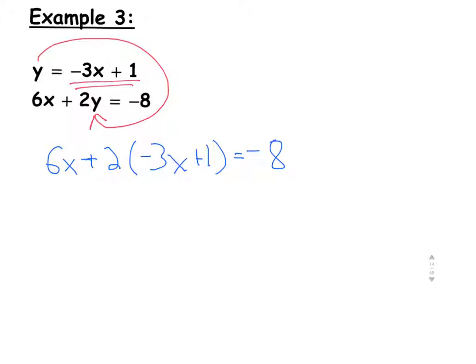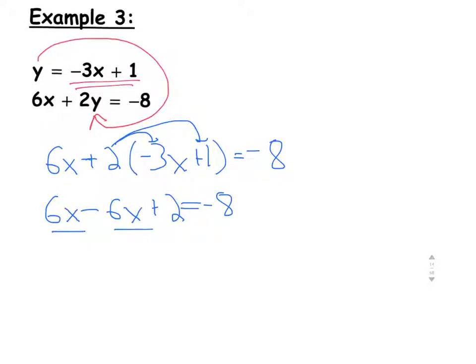And now we solve for x just like we did on the last two examples. Distribute first, so I get 6x. 2 times negative 3x is negative 6x. 2 times 1 is 2. Now 6x minus 6x, those like terms cancel out. That's no good. And so I get 2 equals negative 8.